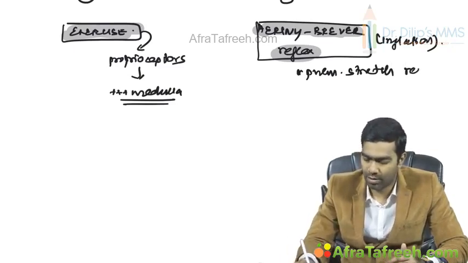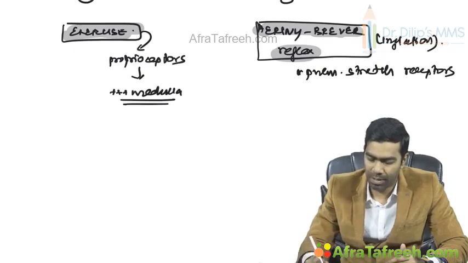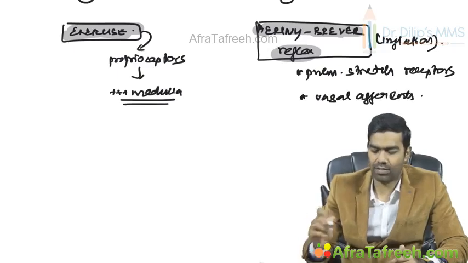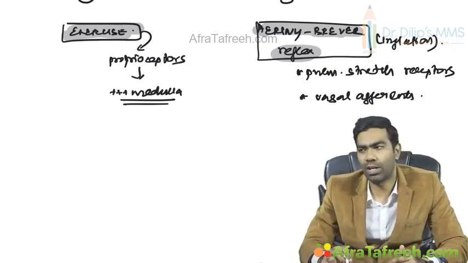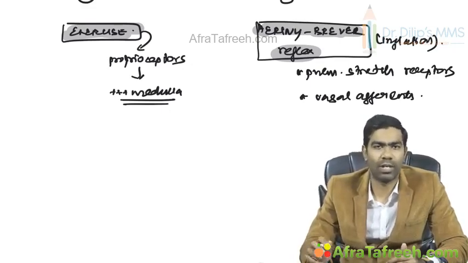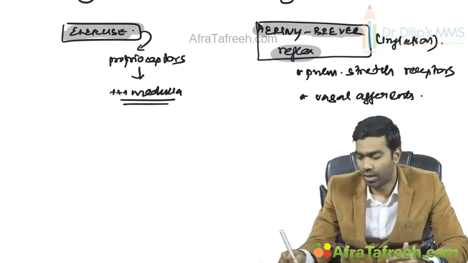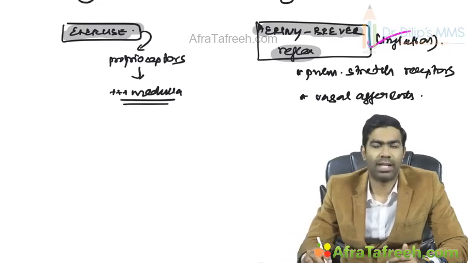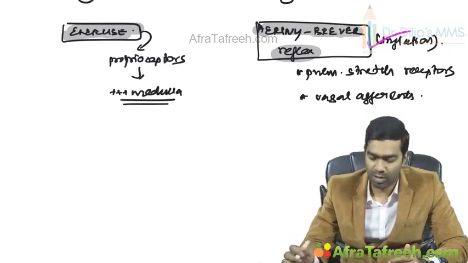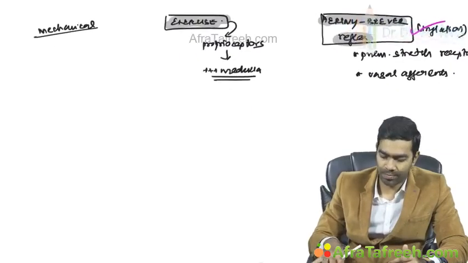It is maintained by pulmonary stretch receptors, and to an extent it is also mediated by vagal afferents. But remember, there is something called a Hering-Breuer deflation reflex also, that is seen only in animals but not proved in humans. This Hering-Breuer inflation reflex is typically proved in human beings, not an issue.